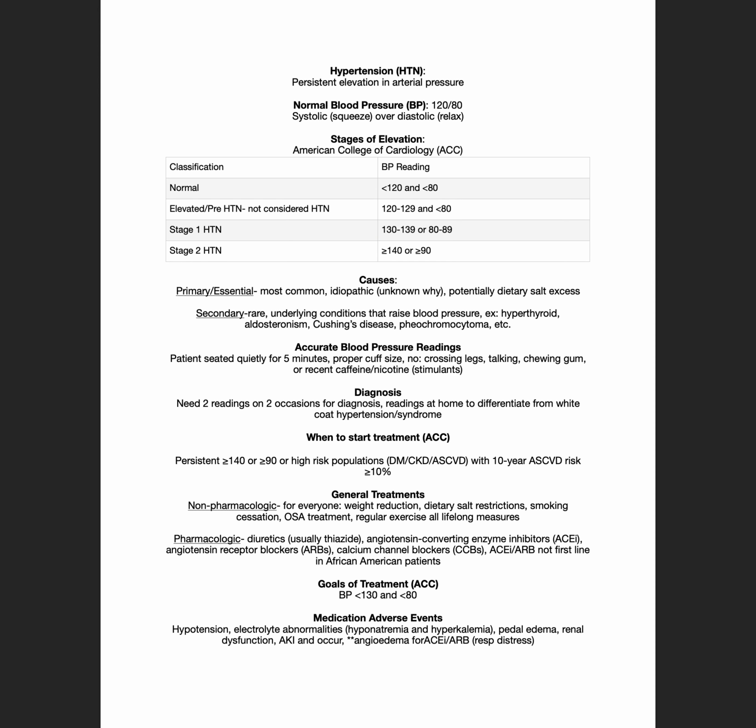So when to start treatment for high blood pressure? Again, controversial, but the American College of Cardiology says that if you persistently have readings of greater than 140 or greater than 90, or if you're in a high-risk population, such as those with diabetes, chronic kidney disease, and have a 10-year risk of over 10%.